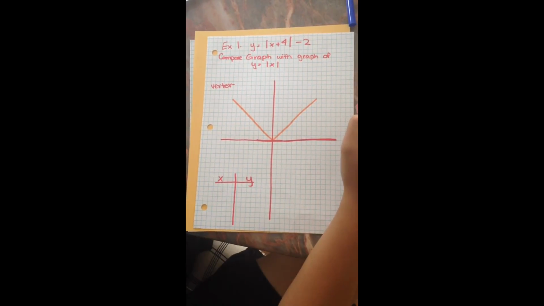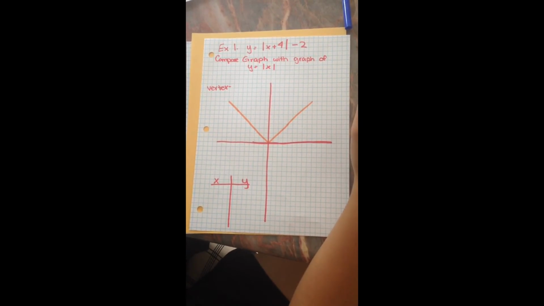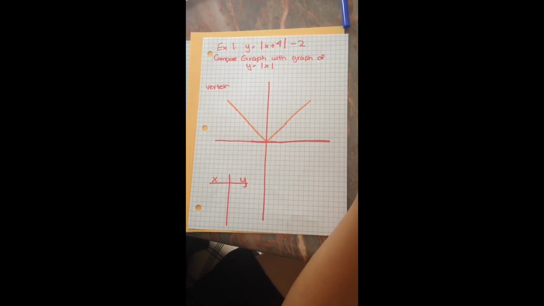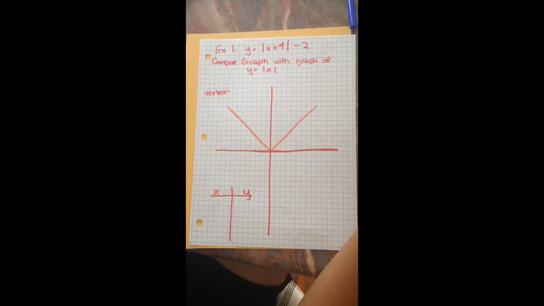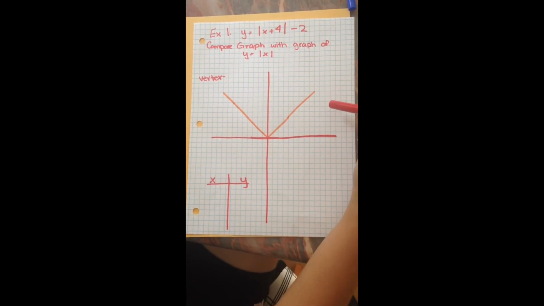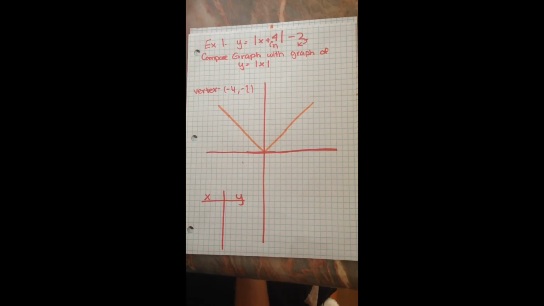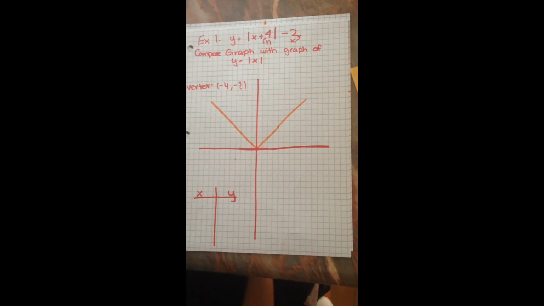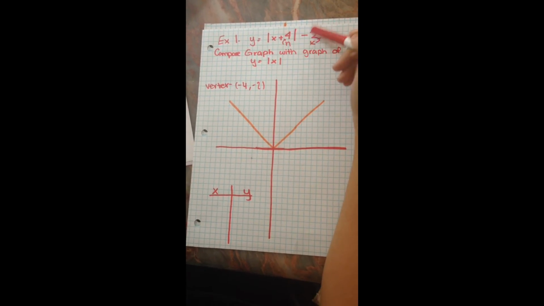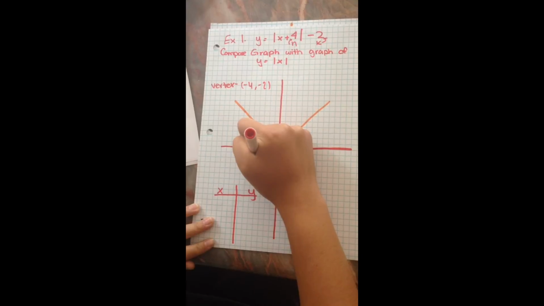Example 1 shows y equals absolute value of x plus 4 minus 2. Compare the graph with the graph of y equals absolute value of x. Here shows y equals absolute value of x. Step 1, identify and plot the vertex. Right here shows negative 4 as h, negative 2 as k. And right now I'm plotting the vertex.